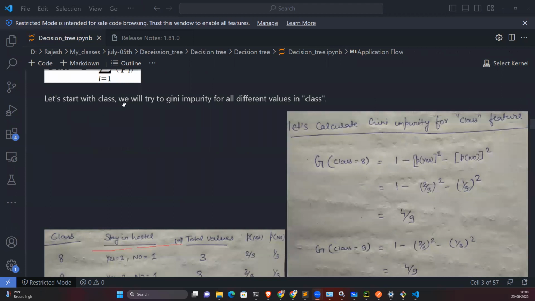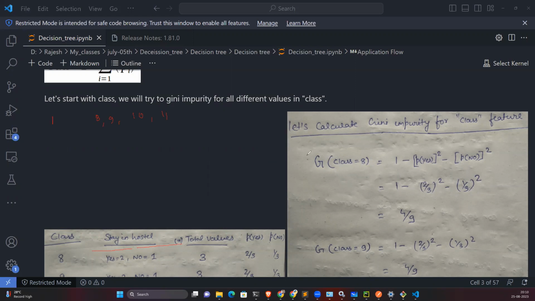Let's start with the class, and we will try to get the Gini impurity of the class feature. So let's talk about class only. Inside class, you can see what the different classes are: class 8, class 9, class 10, class 11. I think 4 categories are there, right? If you have taken the screenshot, 4 categories.